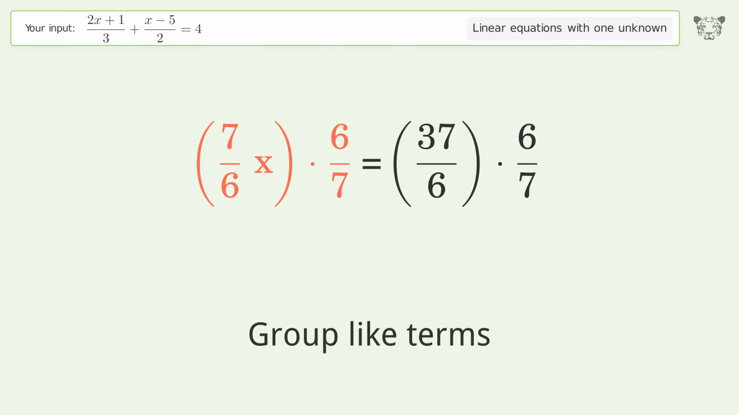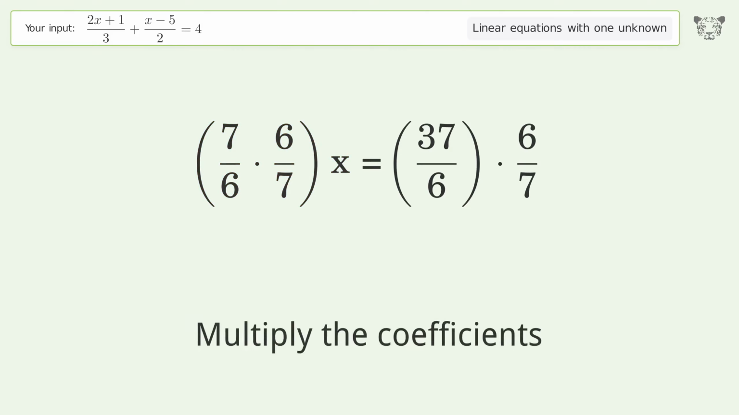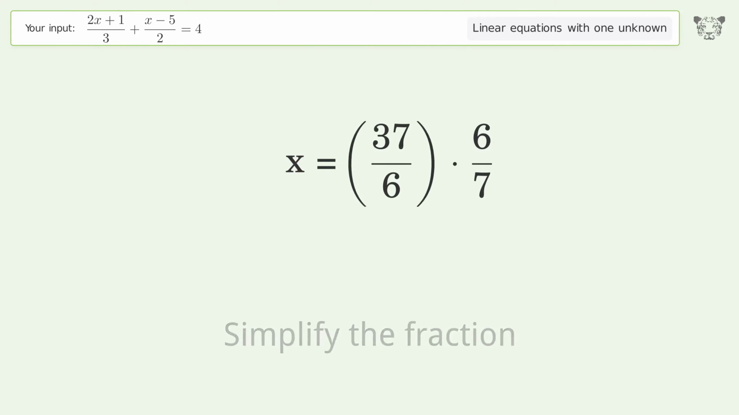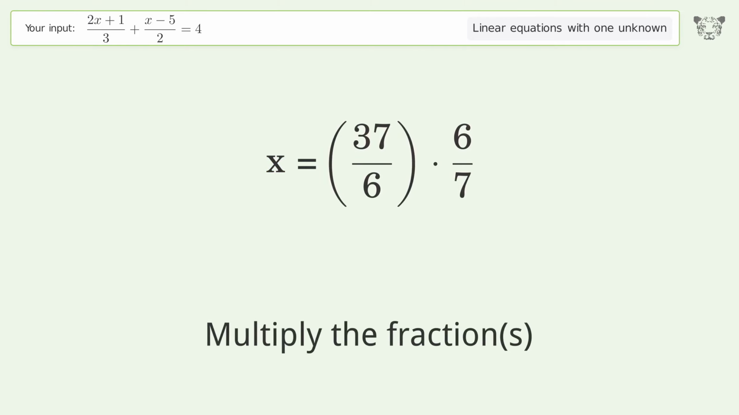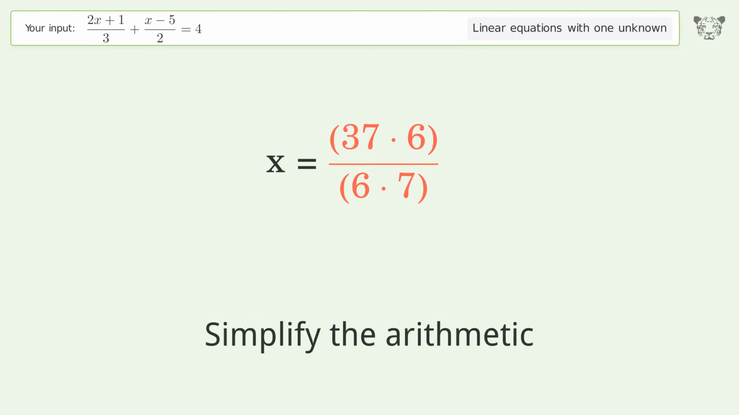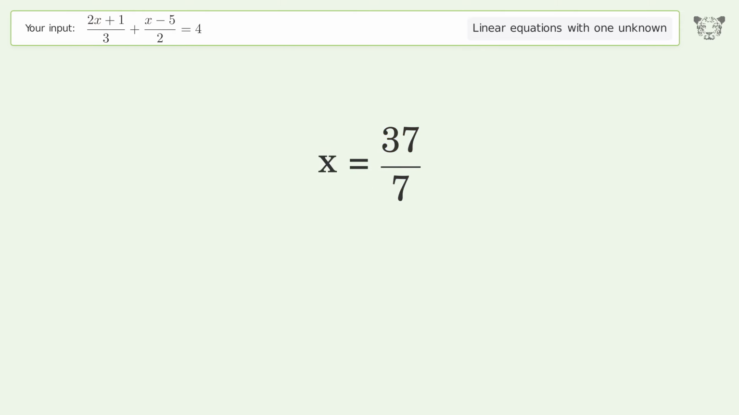Group like terms. Multiply the coefficients. Simplify the fraction. Multiply the fractions. Simplify the arithmetic. And so the final result is x equals 37/7.